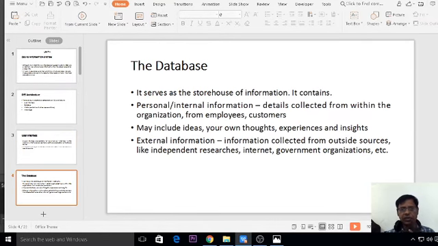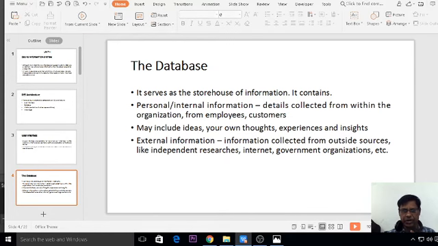The database is nothing but what keeps all the models. It serves as the storehouse of information. What is meant by storehouse? Whatever we want from the storehouse, we can go and get it. What I told you just now, the database keeps a number of models, the different situations we are going to keep in the database. So from that database we take the appropriate one that is required.